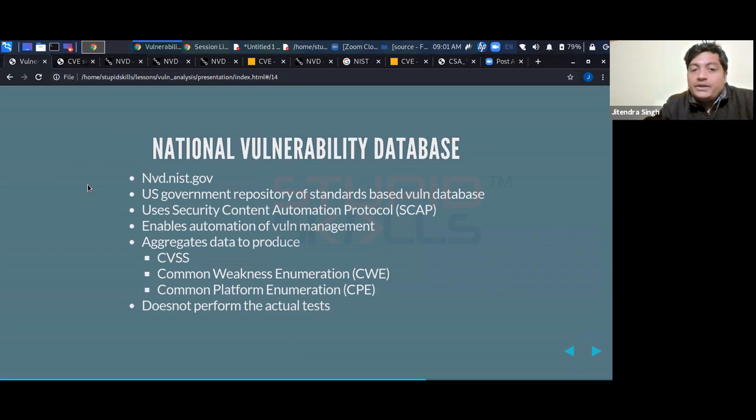So there's a website called nvd.nist.gov, and it actually maintains a standards based repository for all vulnerabilities which have been discovered by them. Okay, and it uses the Security Content Automation Protocol to collect this information. It also enables automation of vulnerability management, and it also aggregates the data from CVSS. Okay, as I mentioned, the common vulnerability scoring system.